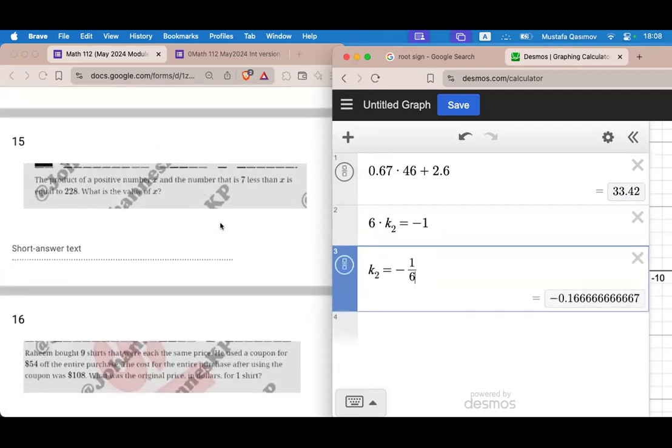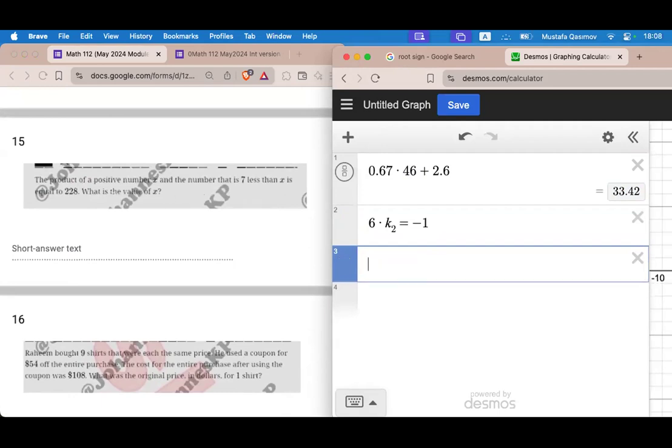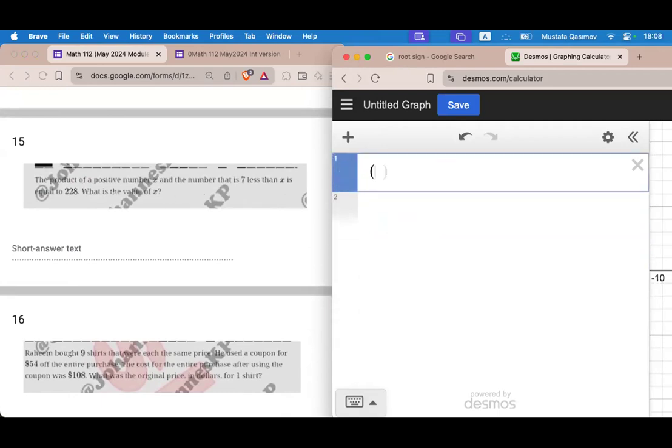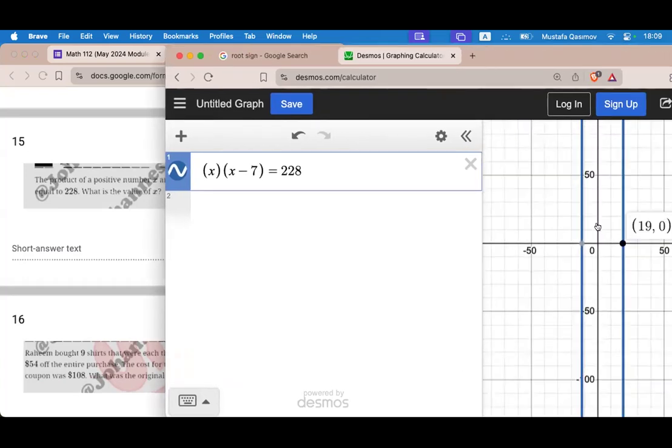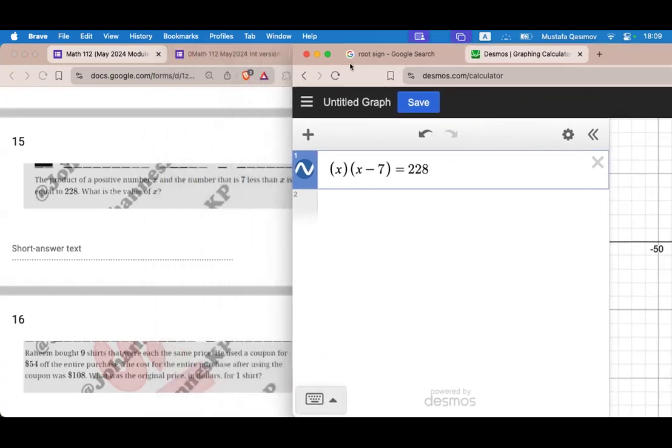B. Product of positive number x and 7 less than x is equal to 228. Then from here you have to find just the value of x. So x is equal to 19. Answer is 19 here.